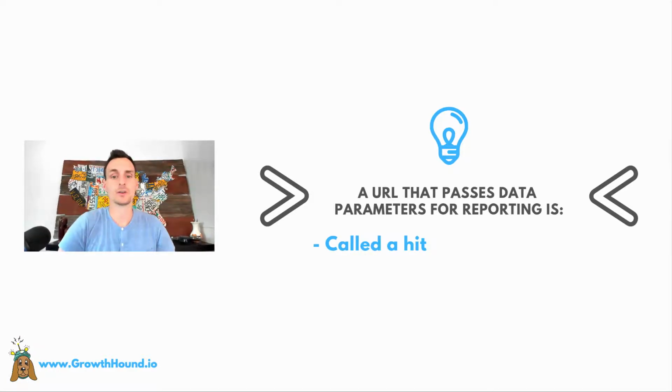So up next we have a definition. A URL that passes data parameters for reporting is called a hit. So a hit can be a number of different things in Google Analytics. This is really just when the tracking code is triggered for some activity or behavior on your website. So it could be watching a video, it could be creating an account, it could be loading a page, and it could be any number of things that trigger that tracking code to send data to Google Analytics.